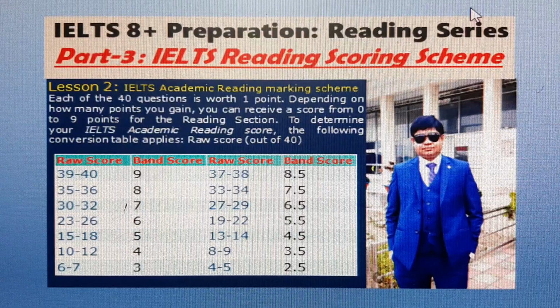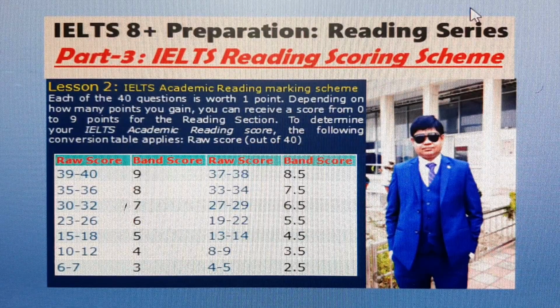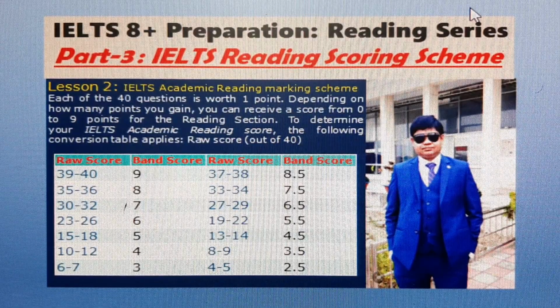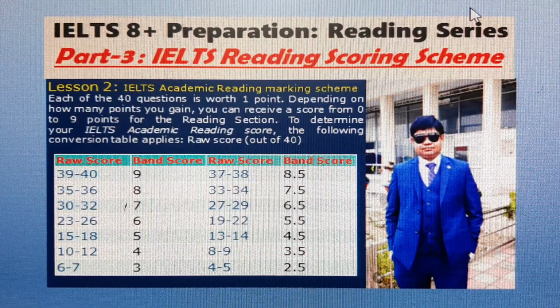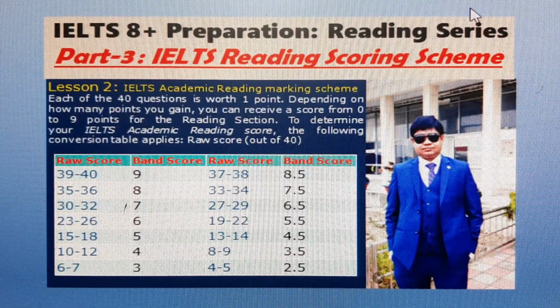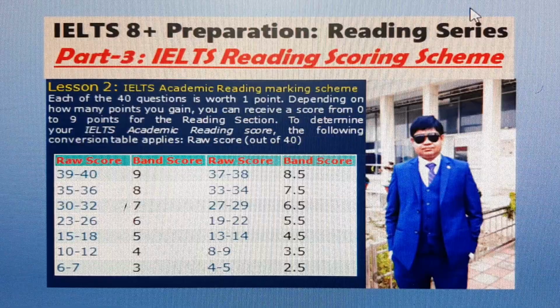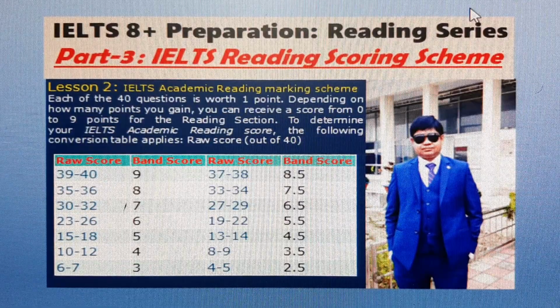As academic reading module, raw score 6 to 7, band score 3. Raw score 4 to 5 is equal to band score 2.5, etc.